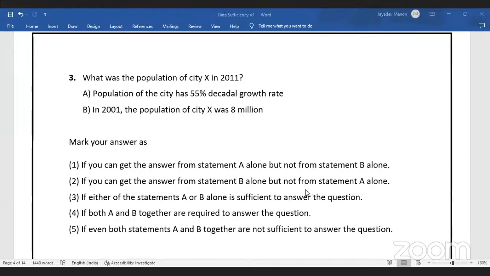Yes, very good, Abhirami, Devika. Option 4 is correct. Answer is option 4. Very good, Akshaya.